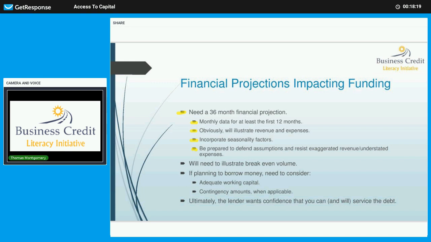And I know that if you're pre-launch or a startup, putting together a 36-month financial projection can seem like just looking into a crystal ball. How do we know? But we have to make projections to give confidence to the lender that we're going to be able to service the debt. We also need to be able to illustrate our break-even volume.